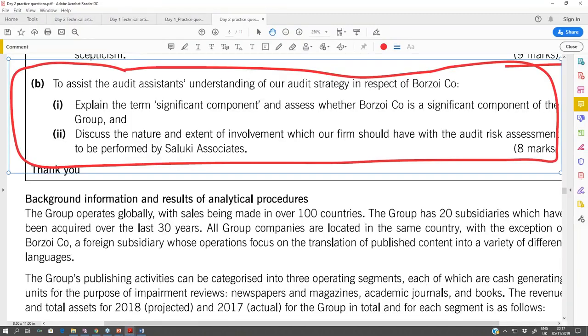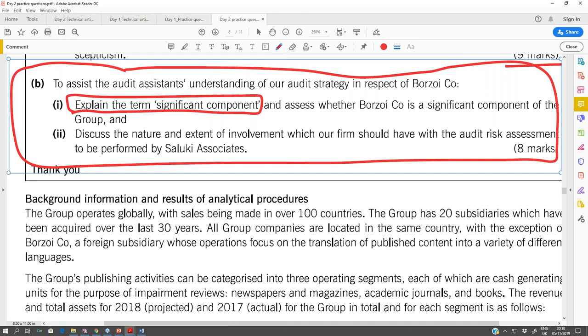Right in front of your screen, you can see the red box. In the red box, let's see what requirement B is: to assist the audit assistant's understanding of our audit strategy in respect of Borzoi company. Now we know Borzoi is a foreign subsidiary and we are not the auditor of Borzoi. Borzoi is being audited by a component auditor, which is Saluki. Explain the term significant component. So the examiner wants us to explain the term significant component. What is a significant component?